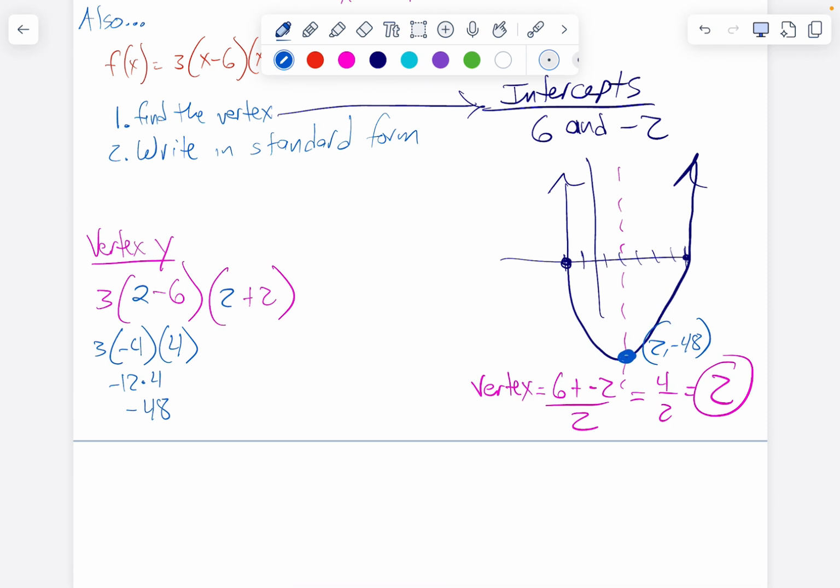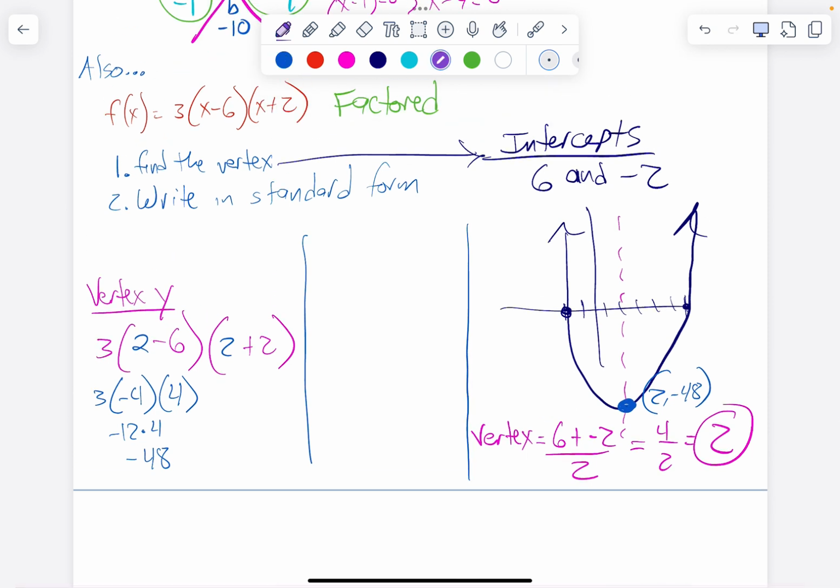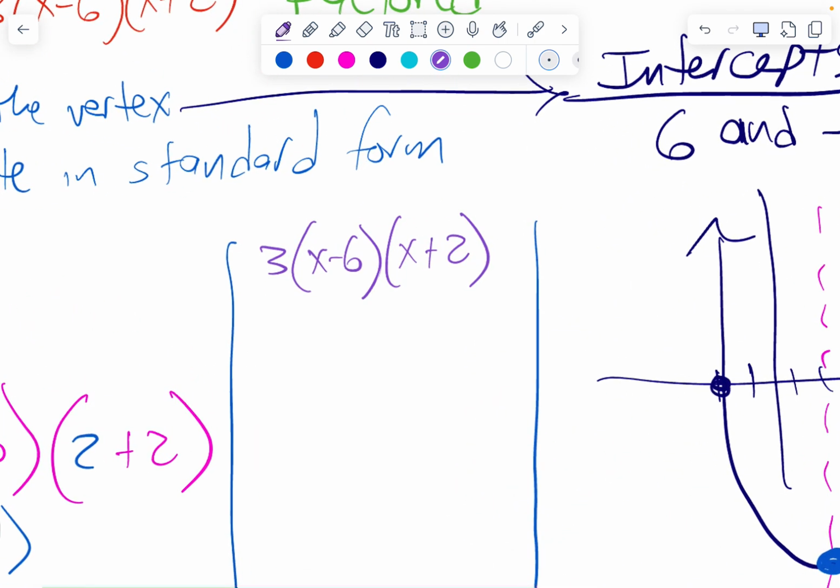Cool. All right, standard form. Let's do that in the middle. You have a couple ways that are okay to do this process. Let me talk about the one you don't want to do. Do not do this. Why?